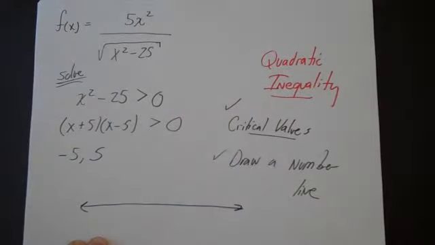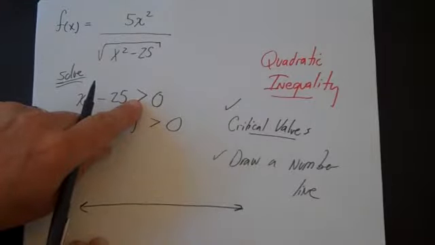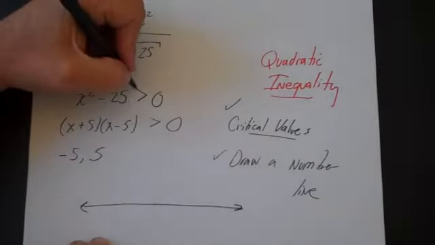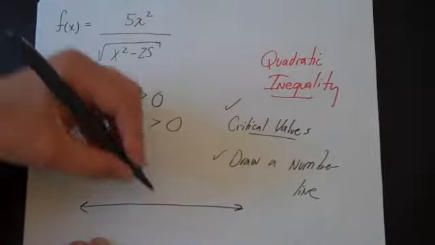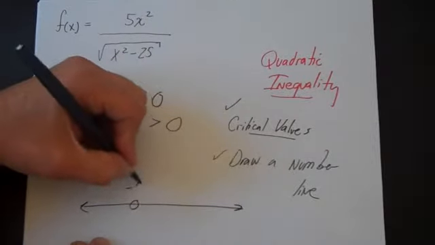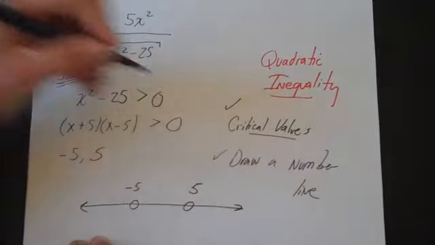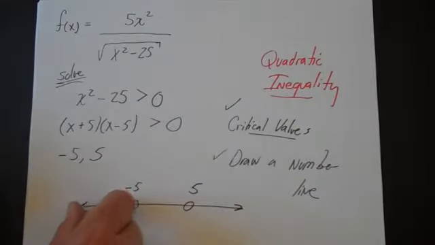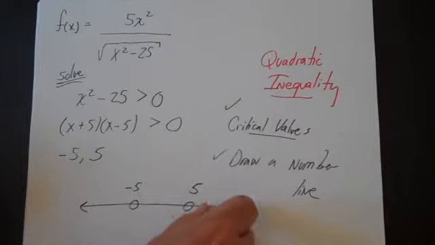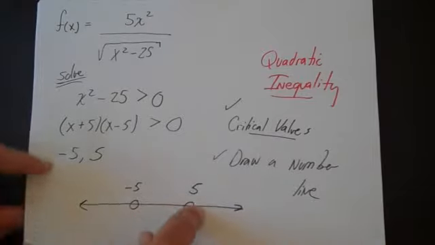Now the critical values are either going to be closed dots or open dots depending on the type of inequality it is. This is strictly greater than, so they're going to be open dots. So put an open dot at minus 5 and an open dot at 5. Now the key is you have intervals here, and the intervals are either going to be positive or negative, and this is where they're going to change signs.